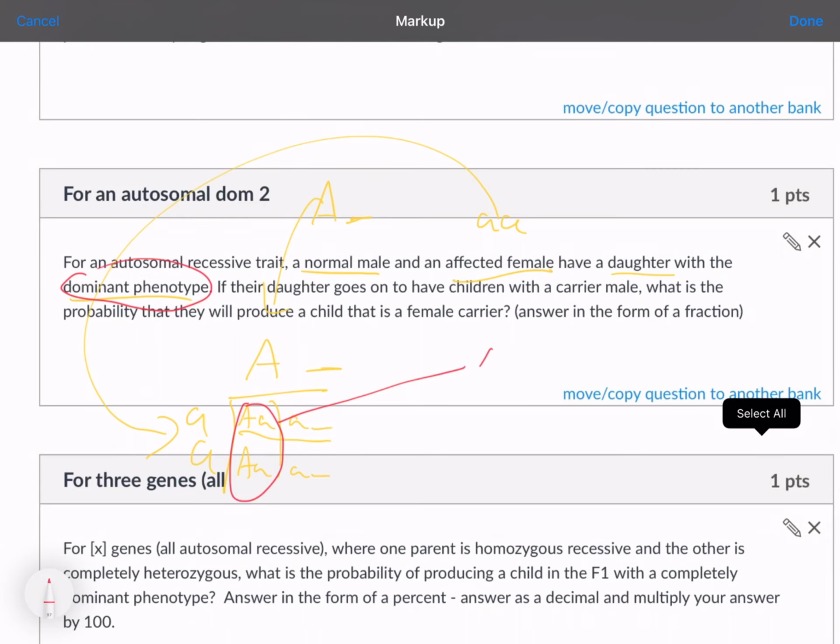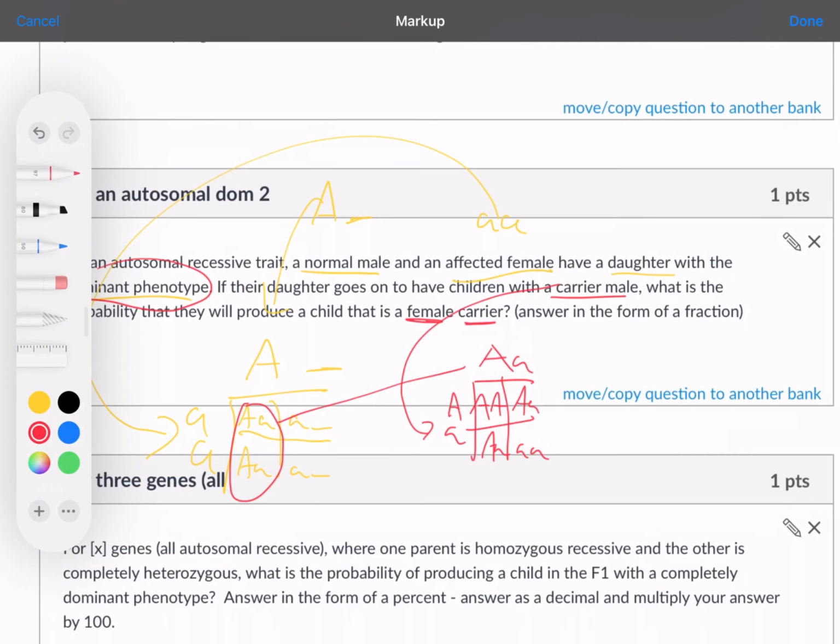So that daughter goes on to have offspring with a carrier male, so now we have a cross between 2 heterozygotes. And the probability that a cross between 2 heterozygotes would produce a carrier offspring would be 1/2. And all crosses between, at least in mammals, between male and female will produce half male and half female offspring. So we have our 1/2 for our autosomal recessive gene, and then we have our 1/2 for our gender chromosomes. So 1/2 times 1/2 equals 1/4.